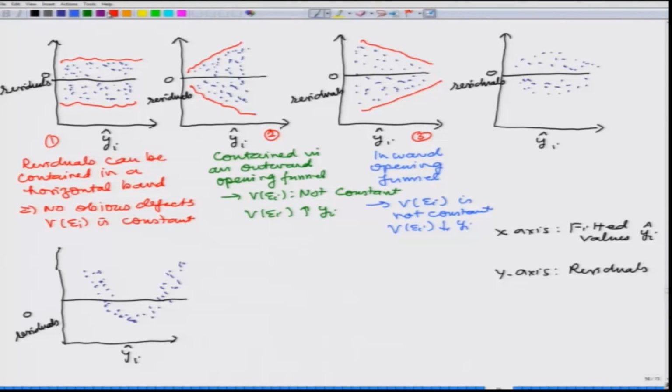Okay. Now, similarly in figure number 4 we can see here that all the points can be contained in a sort of double bow, and this also indicates that variance of epsilon i is not constant.